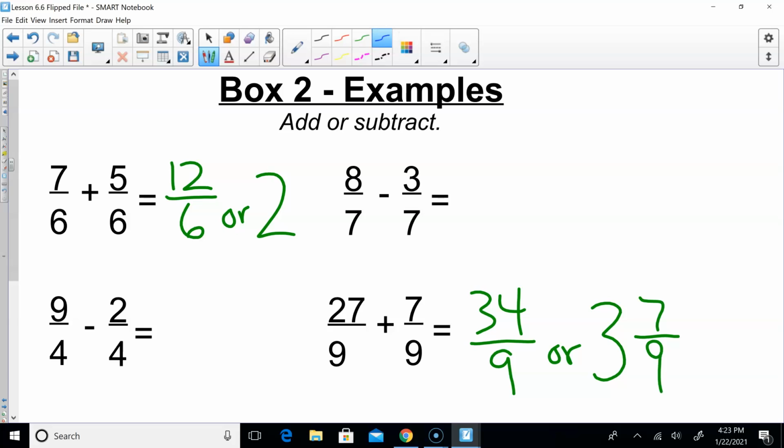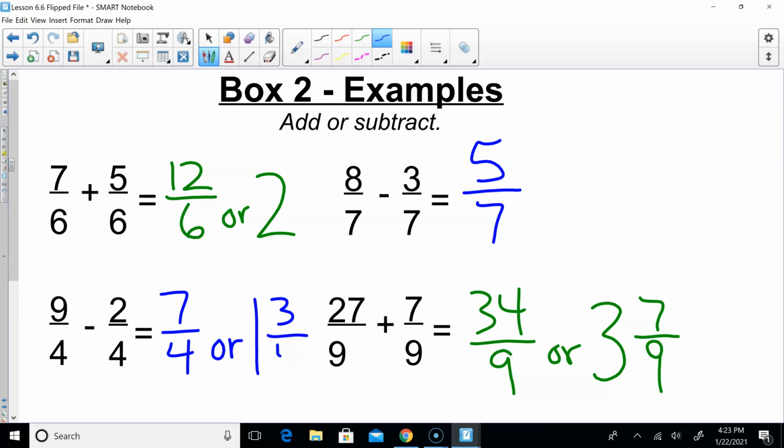If I am adding or subtracting, the denominator stays the same. 8 minus 3 is 5. Numerator is smaller than my denominator. I can't write it as a mixed number. Here I have 9 minus 2 is 7, and then I have fourths. Numerator is bigger than the denominator. So I have to divide 7 by 4, which would give me 1 remainder of 3, and the denominator stays the same as 4. So you can pause these down as examples to help you out.